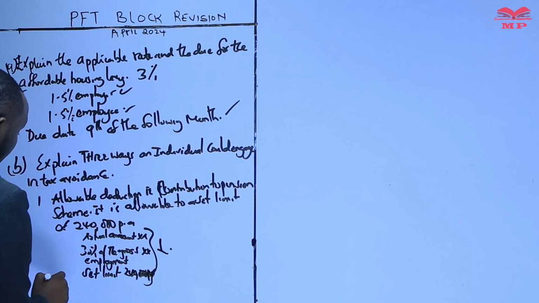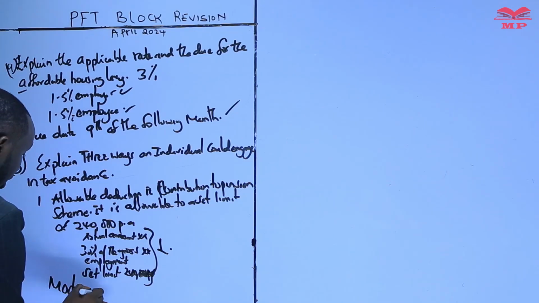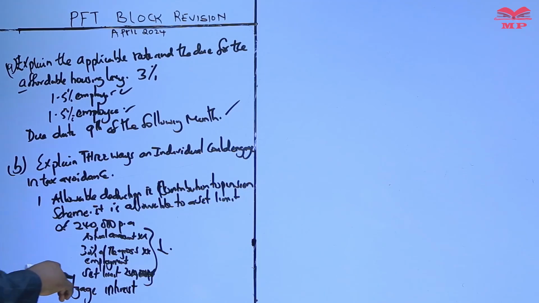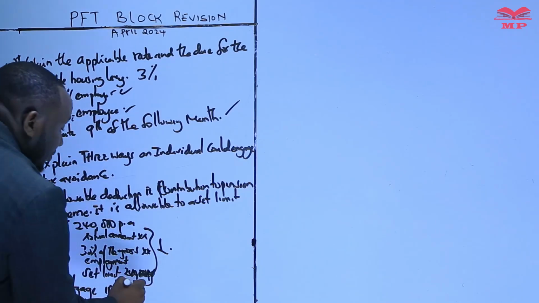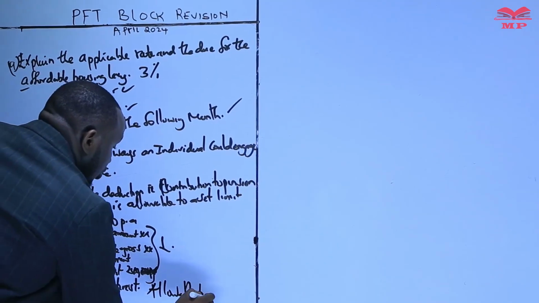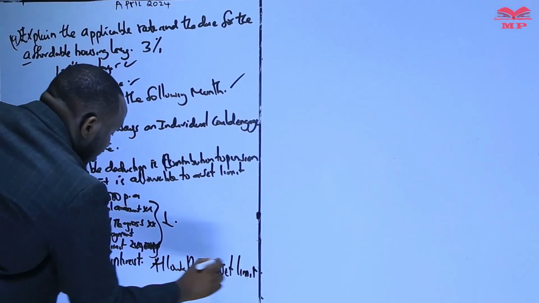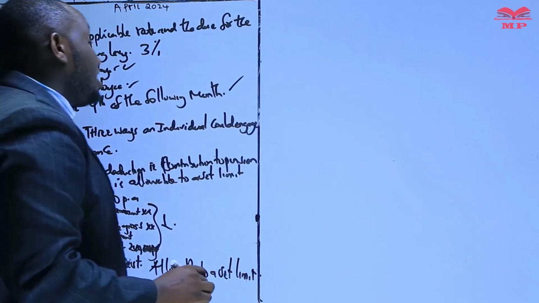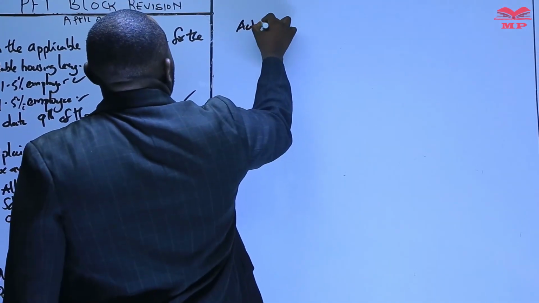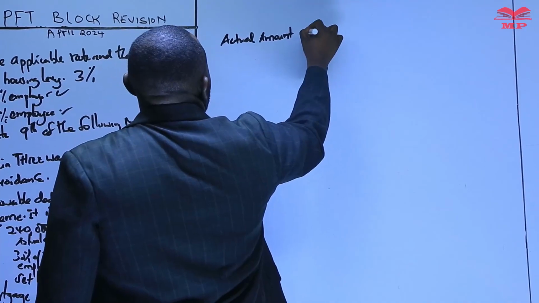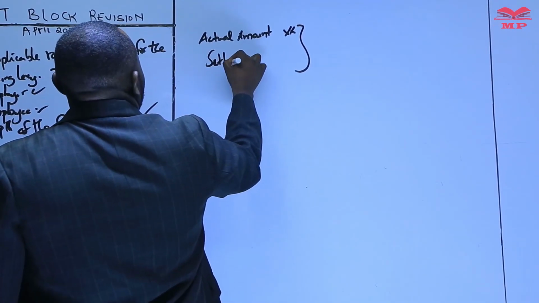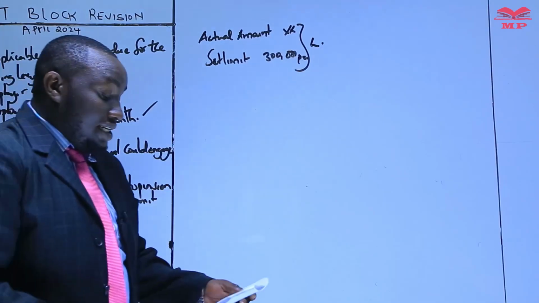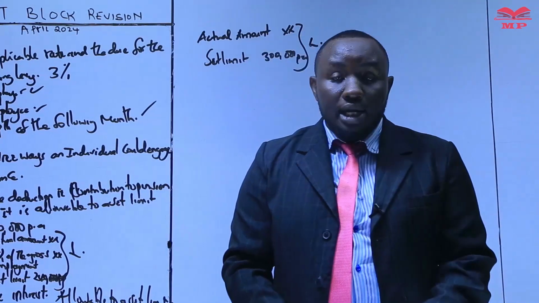Still on allowable deduction, we say mortgage interest. If the interest accrues from a mortgage that you take from a reputable organization like a bank, it is allowable to a set limit of 300,000 per annum. So you have the actual amount, and then you compare it with the set limit of 300,000 per annum, and you pick the lower. So that is the first area in which an individual could engage in tax avoidance.